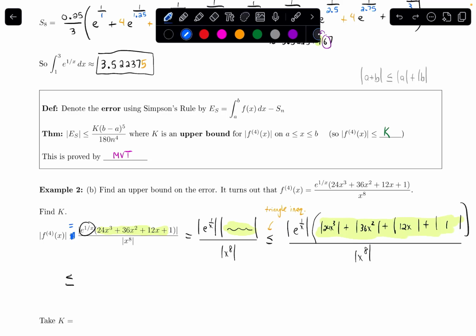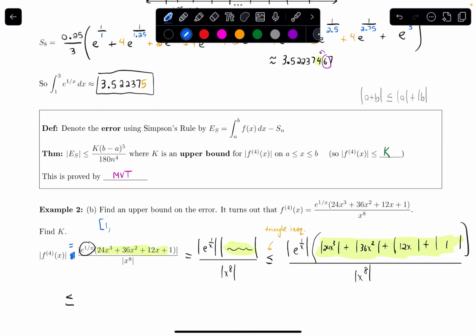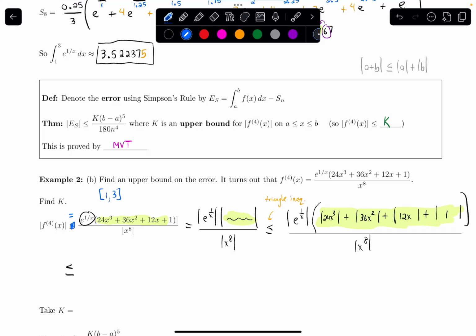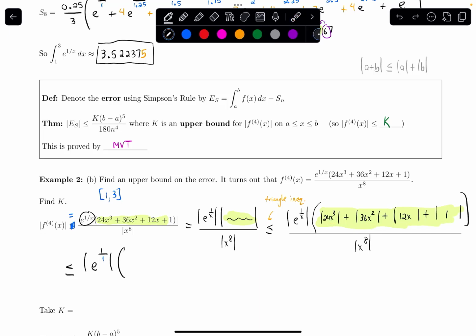My interval for this problem was from 1 to 3. So what number in that interval would I plug into this e term to make it as big as possible? We'd plug in 1. So I'd get e to the 1 over 1, in an absolute value, and then big parentheses with these other absolute values. What would I plug into those from this interval to make them as big as possible? For each one of them, we'd actually plug in 3. If you plug in 3 for all those x's, it makes them as big as possible.